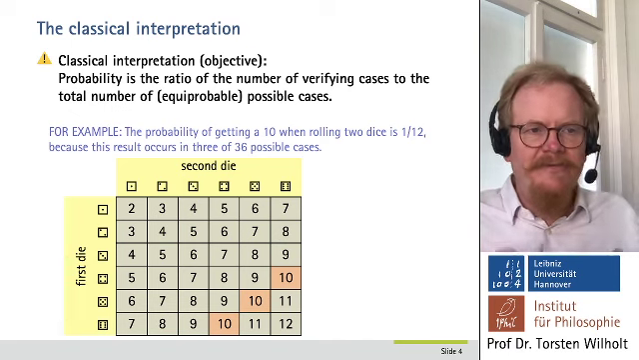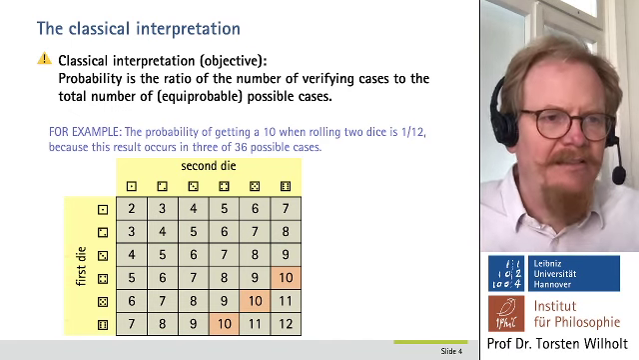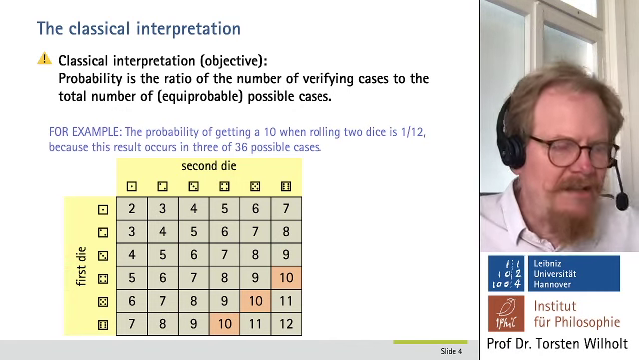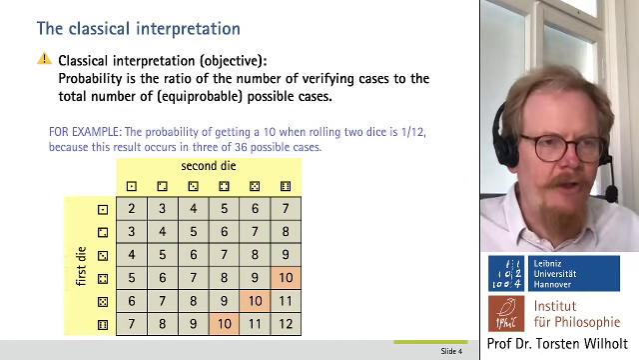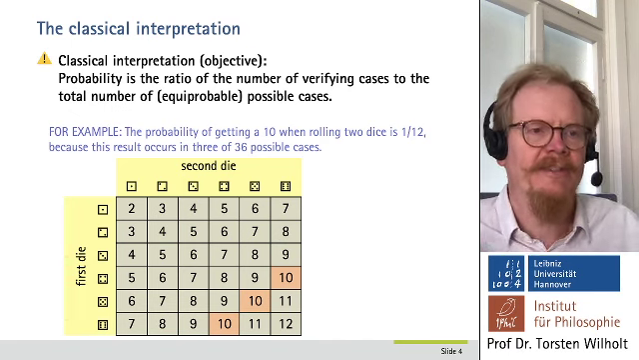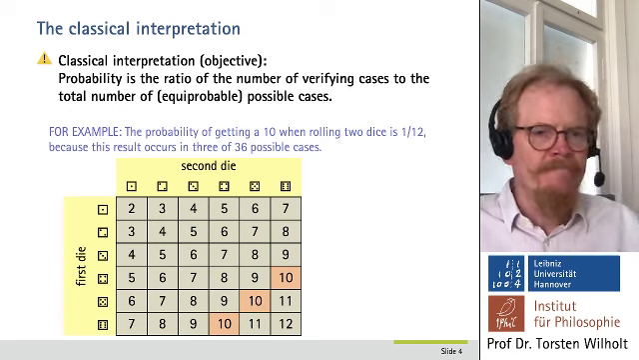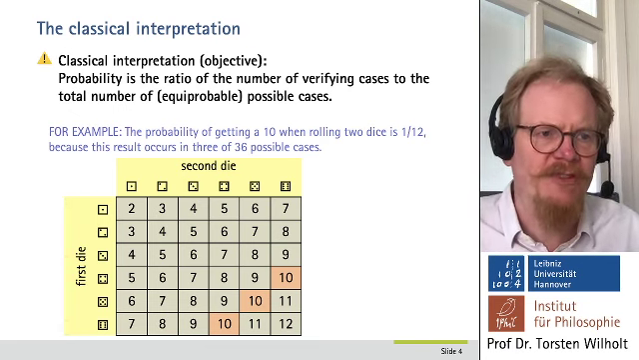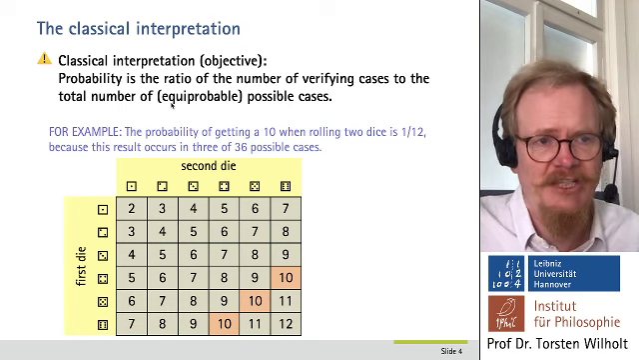So this is a fairly simple idea, and something like this seems to underlie many of the earliest mathematical treatments of probability theory. That's why it's called a classical interpretation. The interpretation has some fairly obvious shortcomings or limitations, let's say.